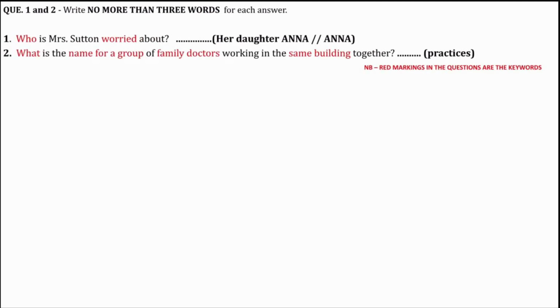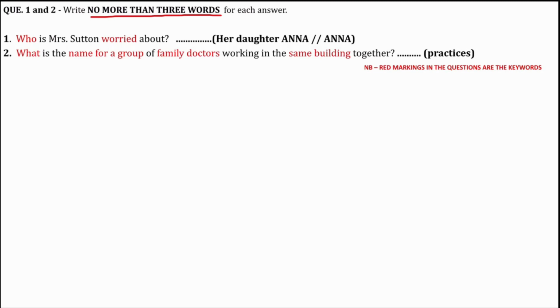So the first answer is her daughter Anna, or you can write only Anna. And the second answer is practices. So now we'll discuss these two examples according to the tips which I have taught you earlier. That first you need to mark the instructions. So you have marked no more than 3 words as an important instruction. So you will write 3 word answer only.